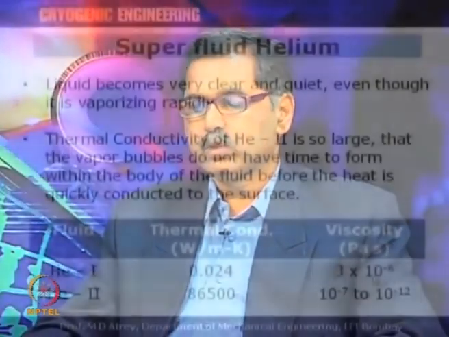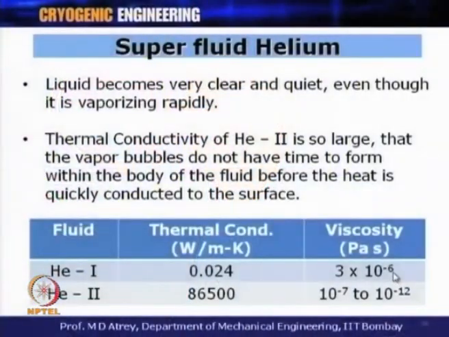Similarly, you can see what happens to the viscosity, which is of the order of 10 to the power minus 6 in this region, while it has gone to 10 to the power minus 7 to minus 12, depending on the slit size. The viscosity will be different for a bulk flow and for a flow through small pipes or small slits. These two property changes of thermal conductivity and viscosity make helium 1 and helium 2 two completely different fluids, and therefore, their utilities also could be different because of these changes in properties.